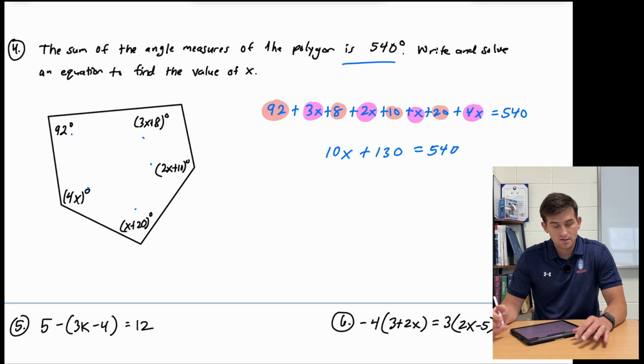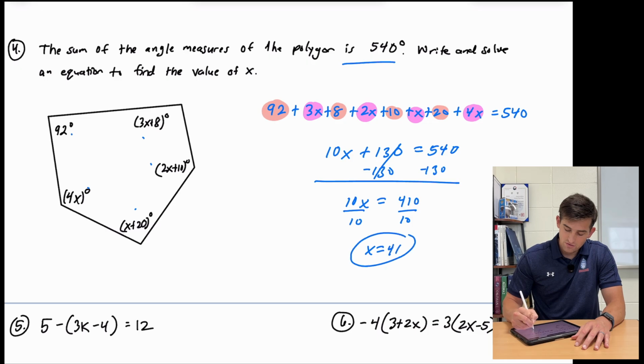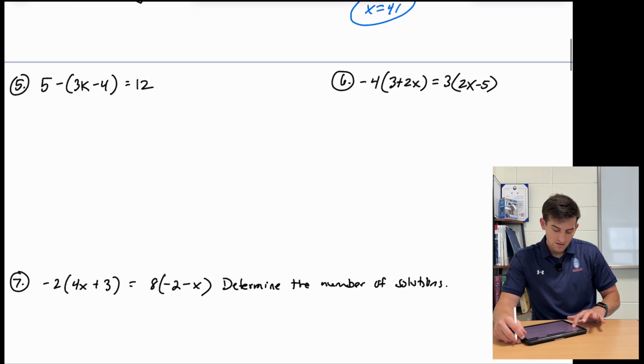Now we can subtract 130 from both sides. So now we have 10x is equal to 410. And now we can divide both sides by 10 to get x is equal to 41. All right. Let's move on.